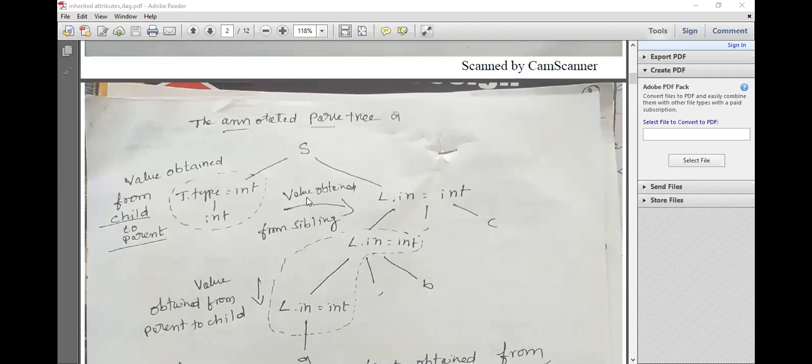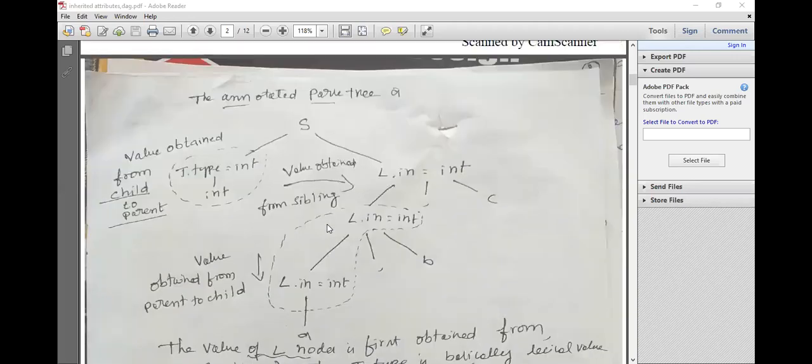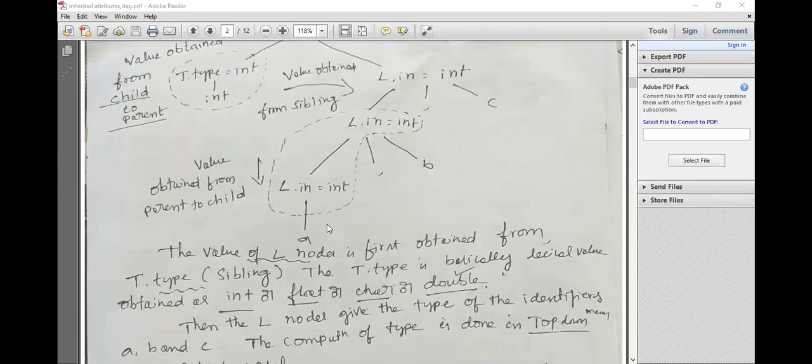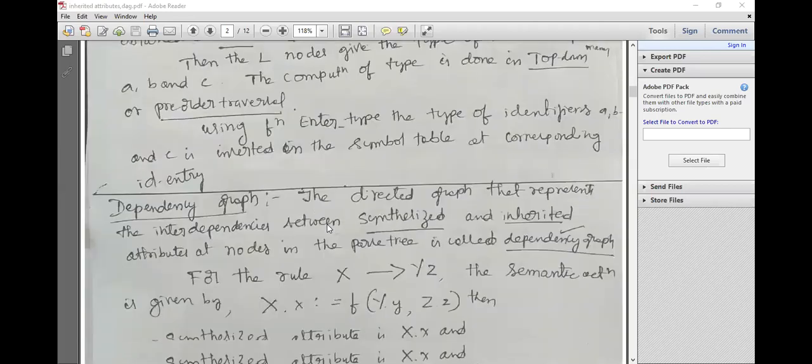See dot val, and then we need to express the int data type. Wherever data types are there, that has to be expressed in the inherited attributes, as you remember from the previous class. Also, most important, a value obtained from siblings to the parent, you have to keep remembering, that will be the inherited attributes.